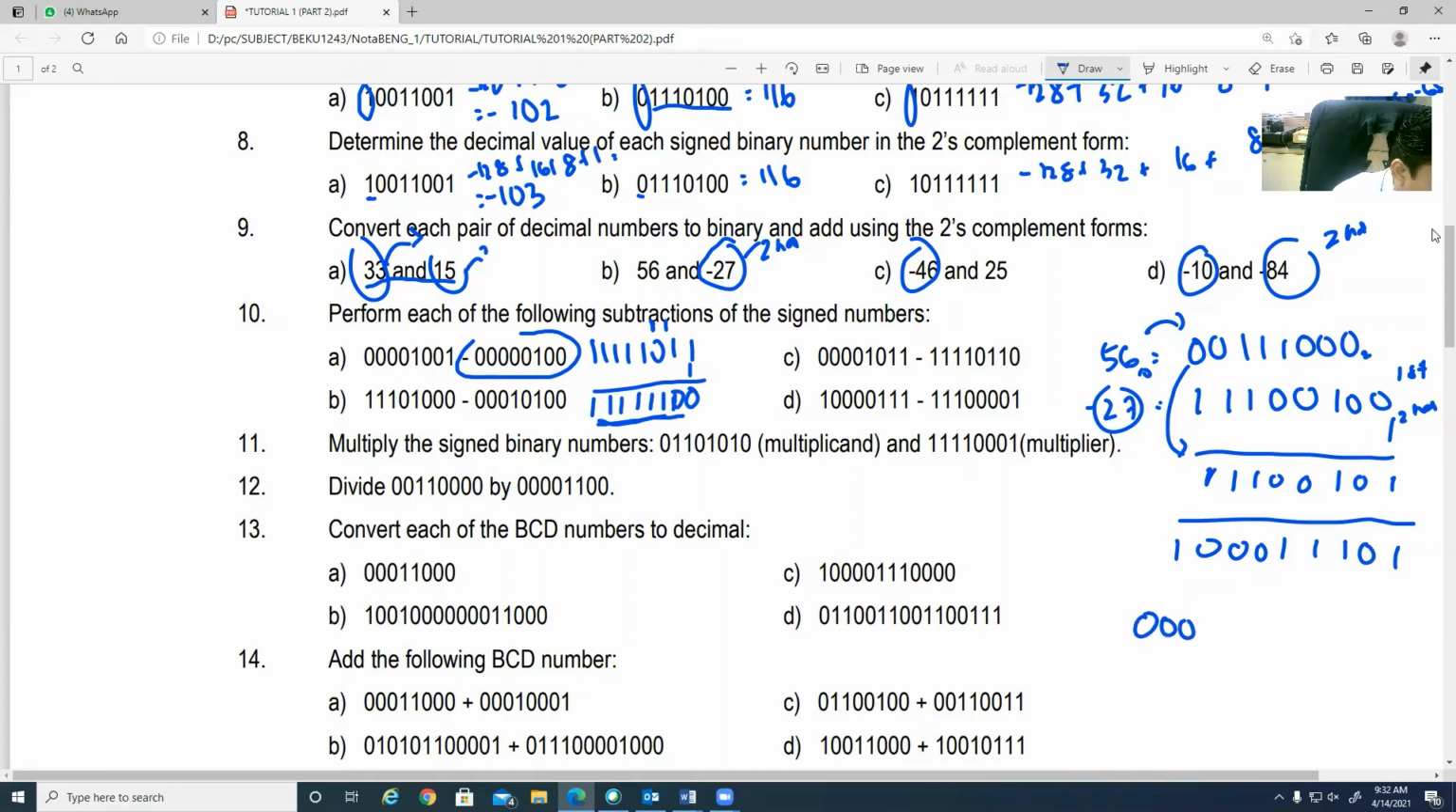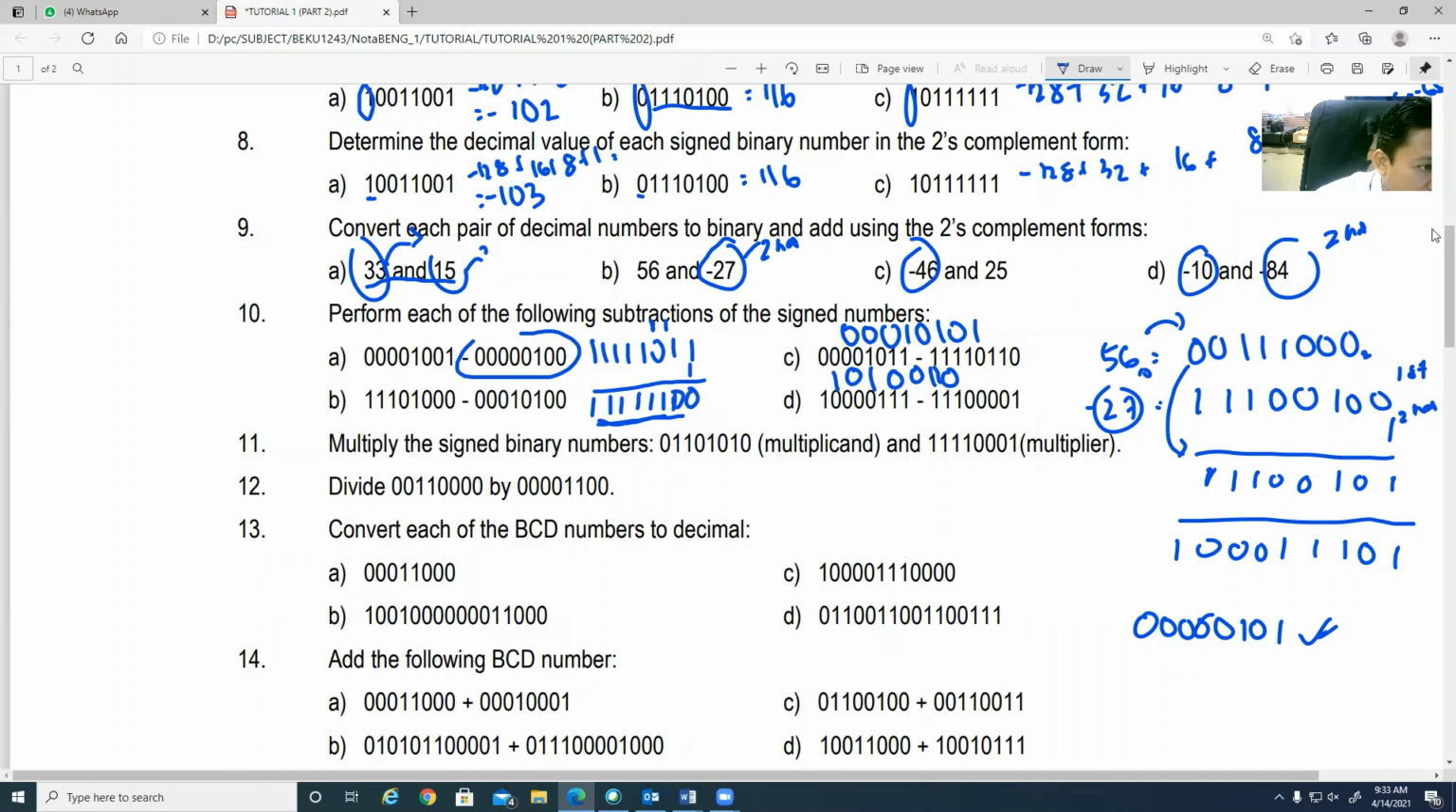So that is the answer. Then maybe I just give the answer, so after this you can try and double check. The answer will be 0 0 0 1 0 1 0 1. Okay, and then this is D, 1 0 1 0 0 1 0, 1 0 1 0 1 0 1 1 0 1 1 0.